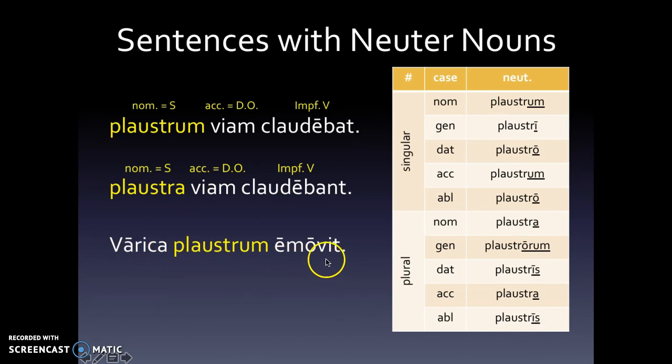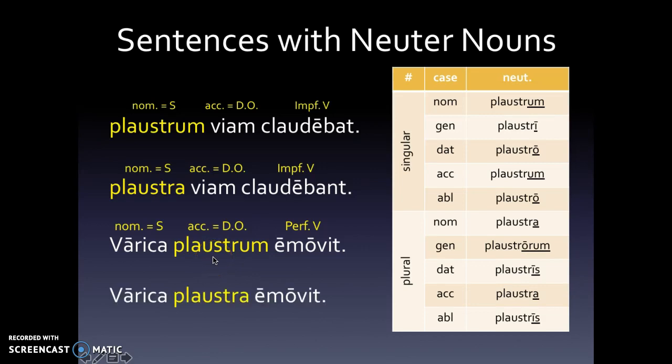All right, Valerica plaustrum amovit. Plaustrum, again, ends in um. Is it our subject? Is it our direct object? Well, Valerica is a name, and it's first declension. It matches the verb, singular, singular. So this being our subject forces plaustrum into its other option, the direct object. So Valerica moved the wagon.